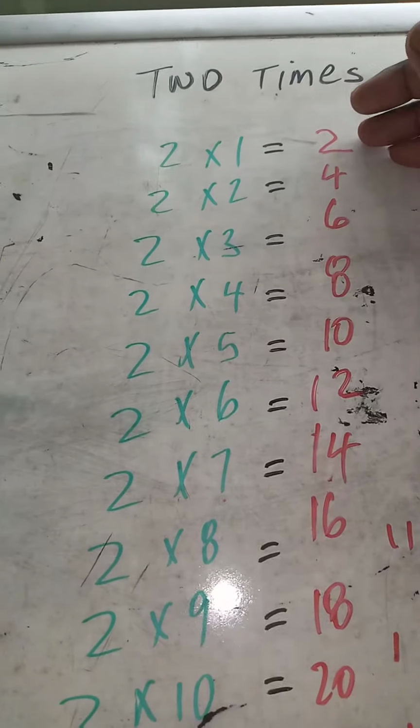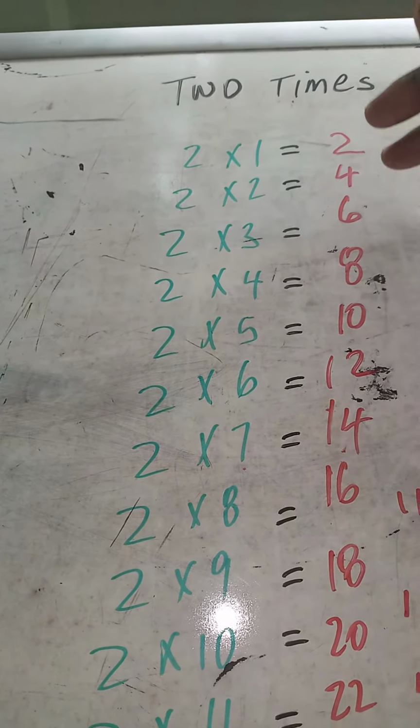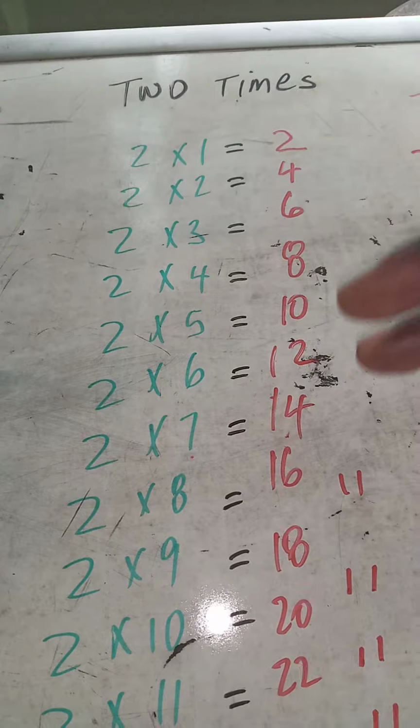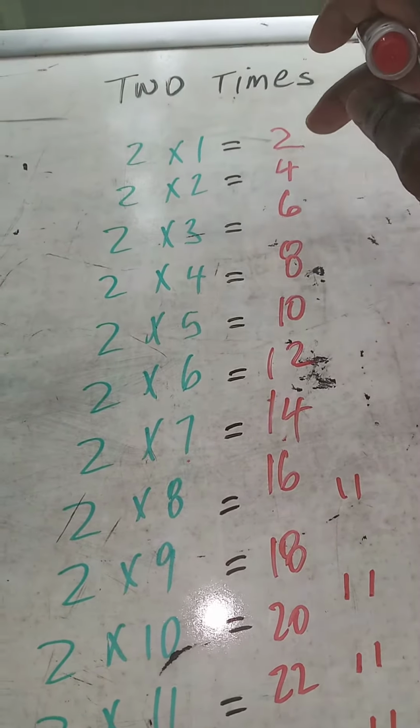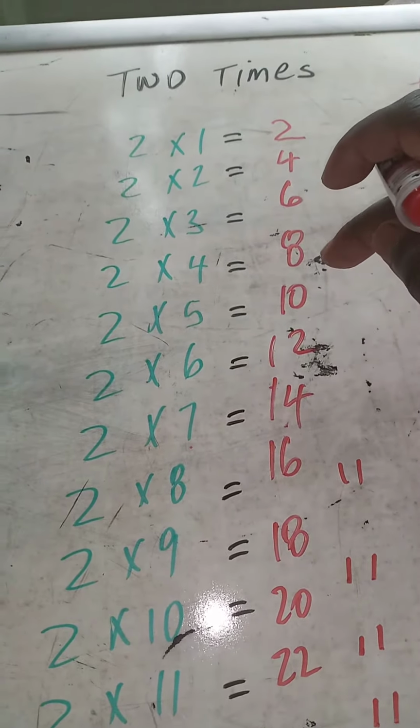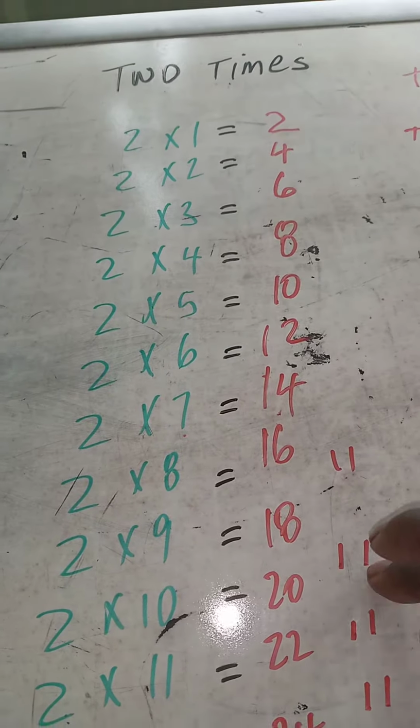So all you were doing here is just adding another 2, adding another 2 as you come along. 2 plus 2 plus 2 plus 2 plus 2 plus 2. You're adding 2 as you come along.